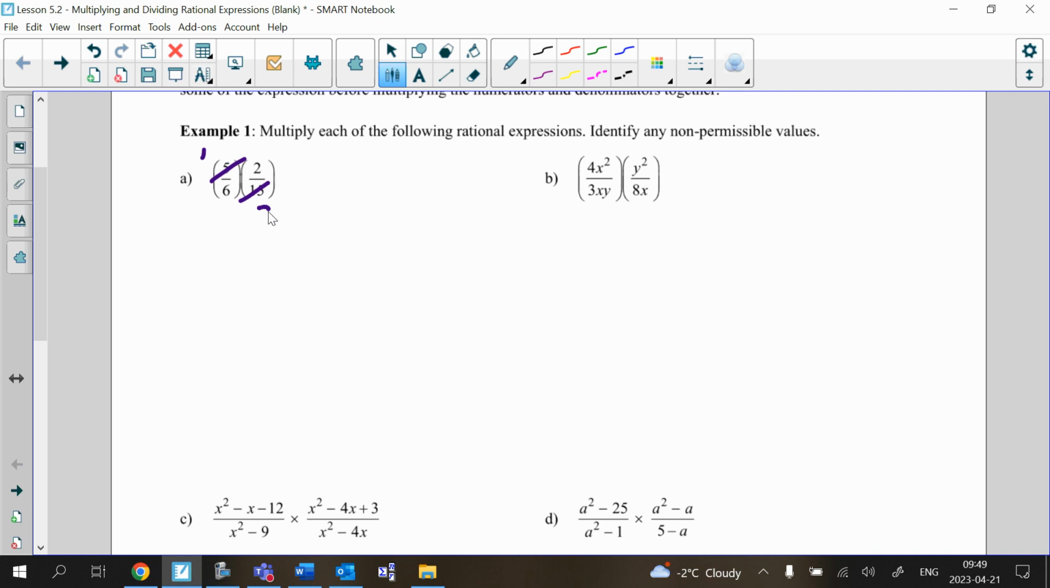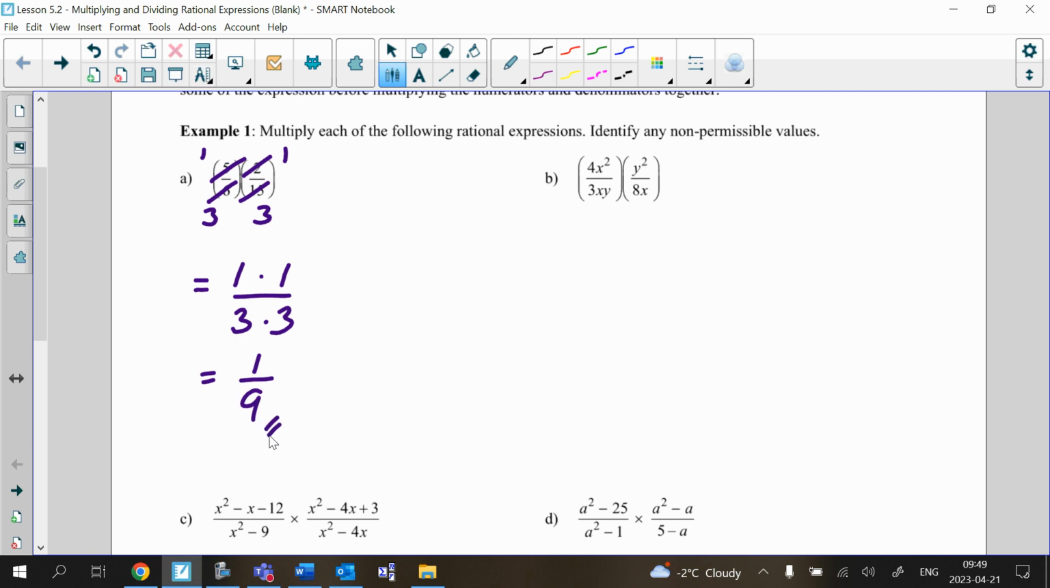Is there another pair, numerator and denominator? 2 and 6. I could divide both of these by 2. 1 and 2. Now multiply the numerators and denominators. So then we just go 1 times 1 over 3 times 3, which is 1/9.